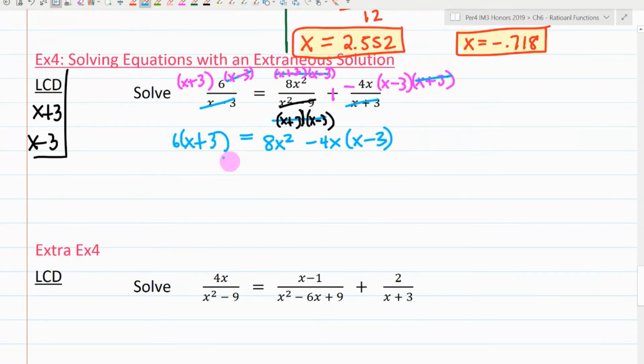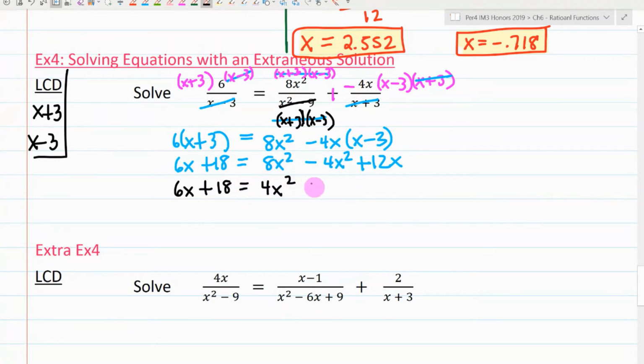For the next part, we're going to multiply this out. 6x plus 18 equals 8x squared minus 4x squared plus 12x if you distribute there. We're going to set this equation equal to 0. Okay, so minus 6x. Actually, no, let me combine these first. So 6x plus 18, 8x squared minus 4x squared is 4x squared plus 12x. Now I can set it equal to 0.